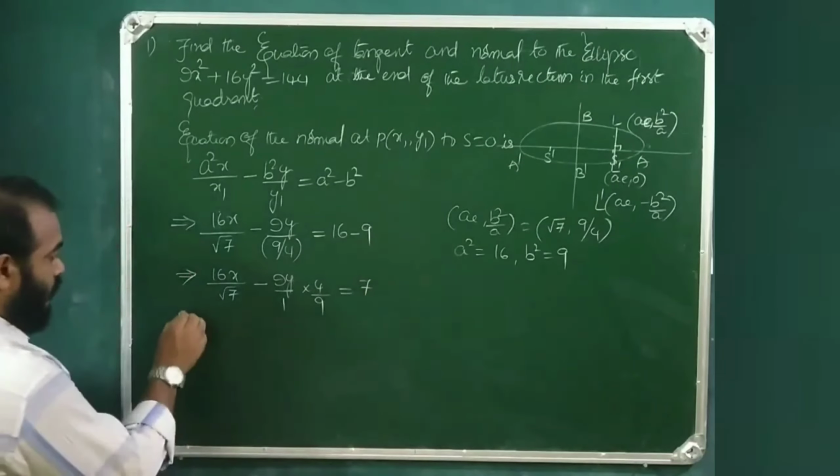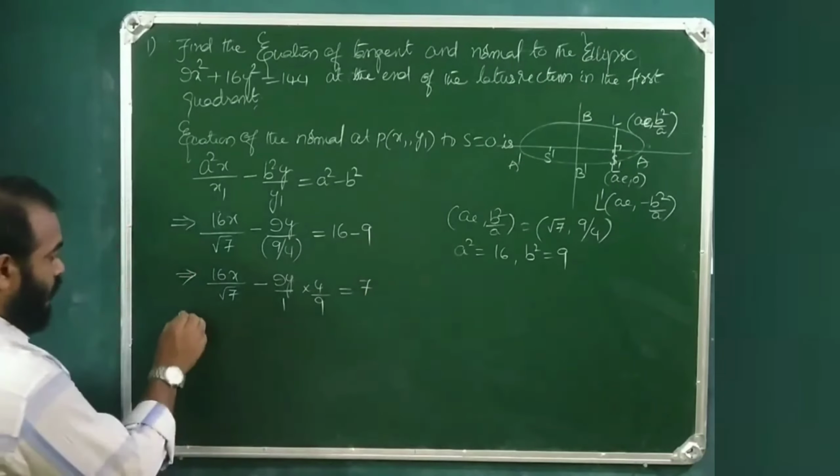16x minus 4 root 7 y by root 7 is equal to 7. So the LCM is root 7 here. So 16x into 1 minus root 7 into 4 into y. Therefore the answer is 16x minus 4 root 7 y equals 7 root 7, which is the equation of the normal at the one end of the latus rectum in the first quadrant.